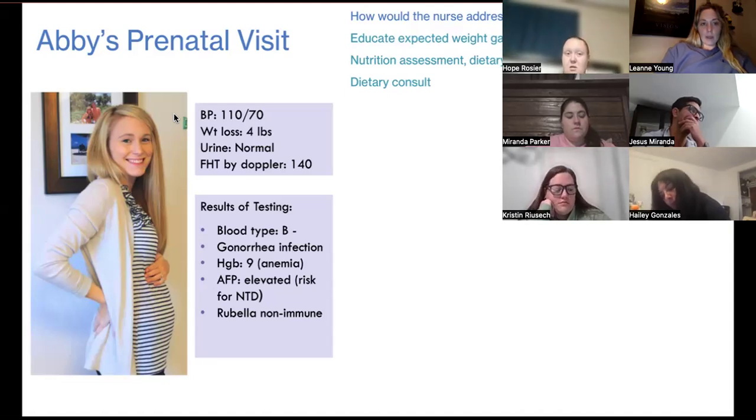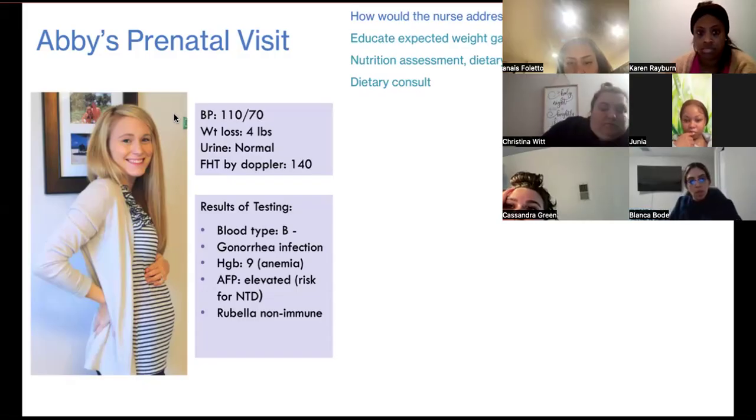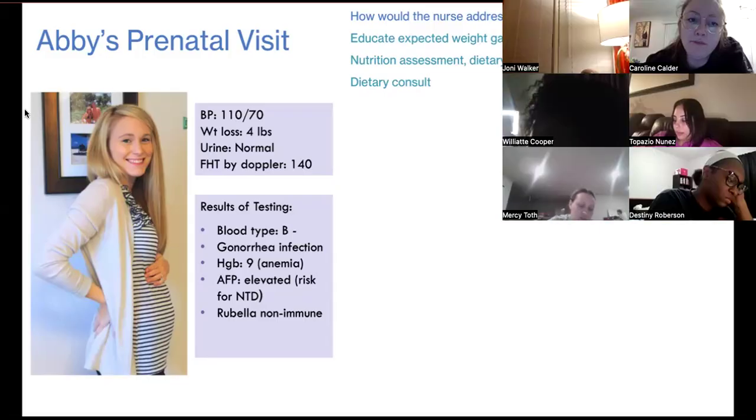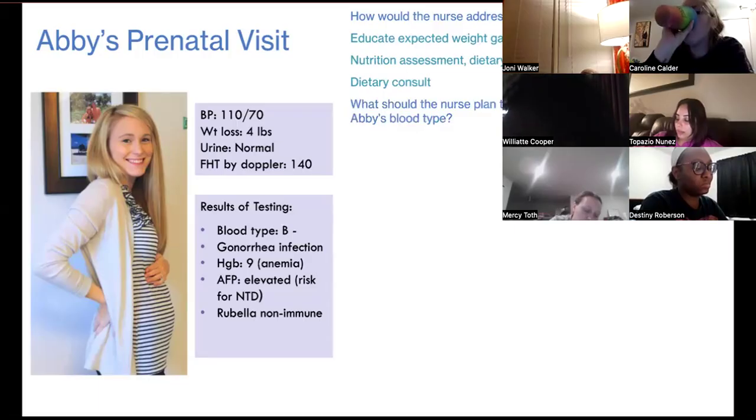And then this is also a patient that we need to recommend for a nutritional consult with a nutritionist because she's already anemic, so we need to talk to her about eating those big green leafy vegetables, and then encouraging her to take an iron supplement. What are we going to plan to administer at 28 weeks because of her blood type?